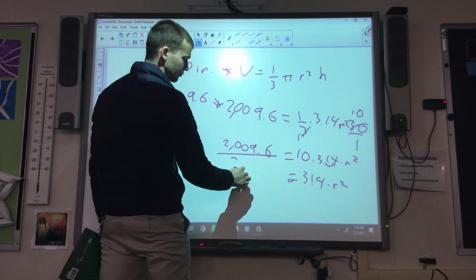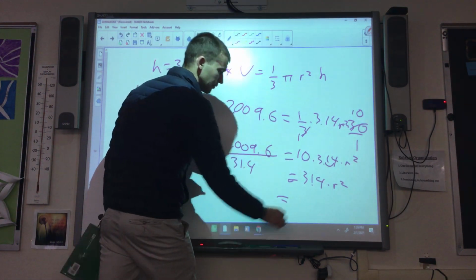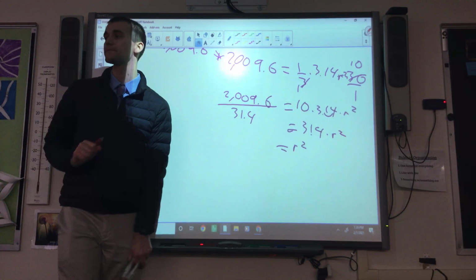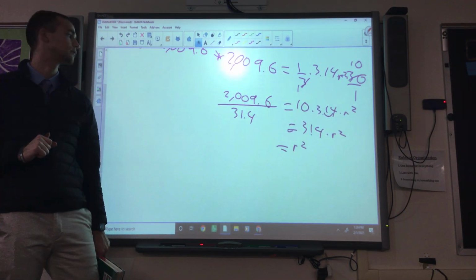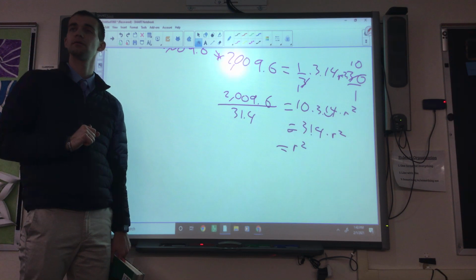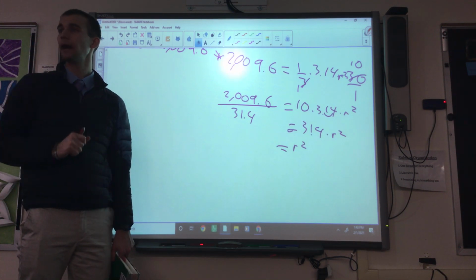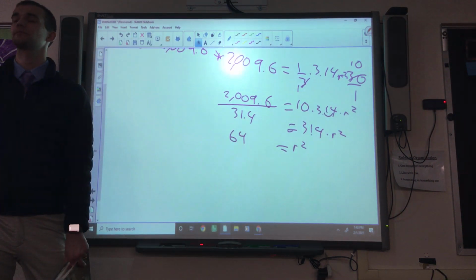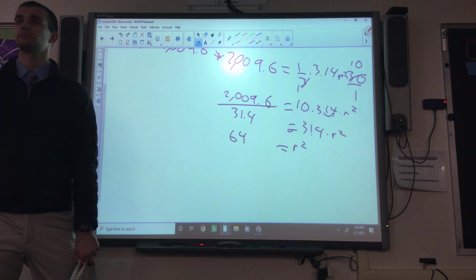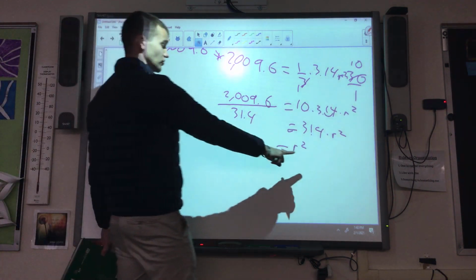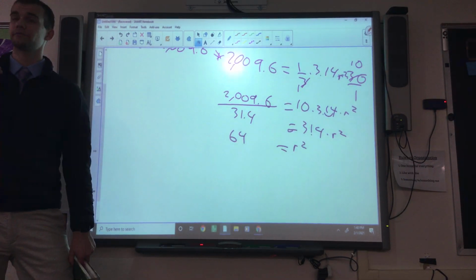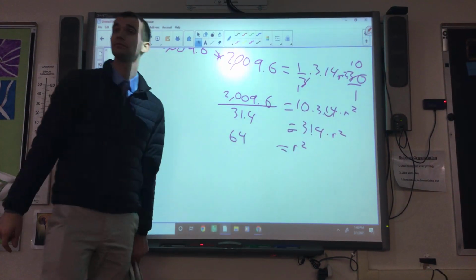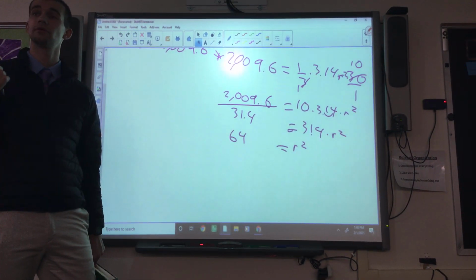I divide by 31.4. This is a calculator. Can you guys let me know what it was? There's probably a calculator. 64. 64 even? Yeah. Okay, so what's the radius? 64 centimeters. Wait, was it centimeters? The r squared is 64, so what is the radius? Oh, wait. How do you find it? How do you undo squaring something? What's the opposite of squaring? I forgot what it's called.